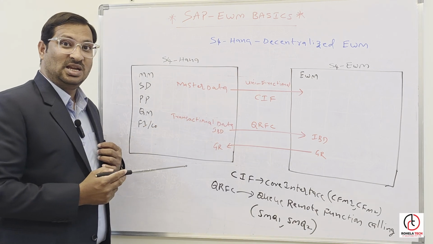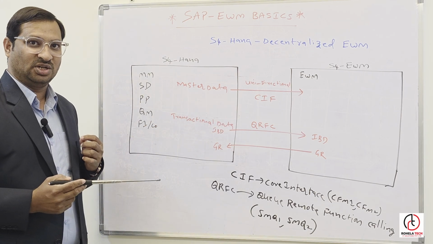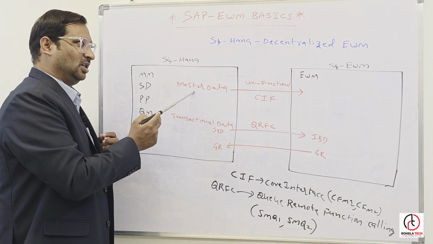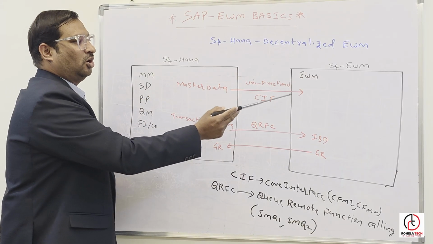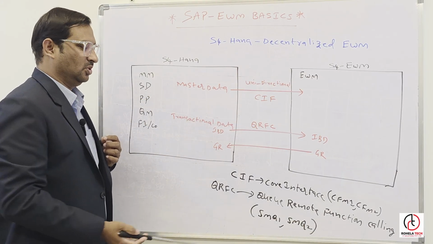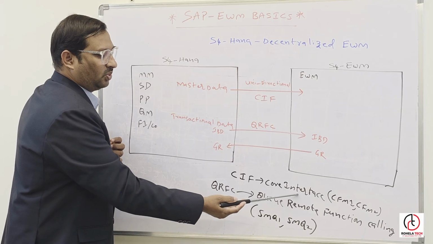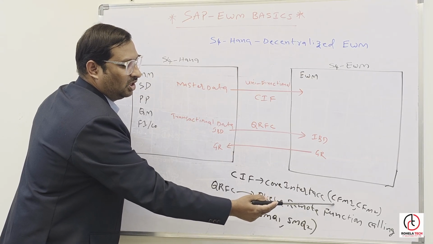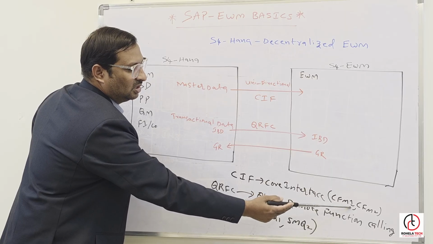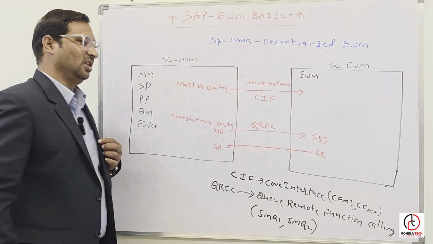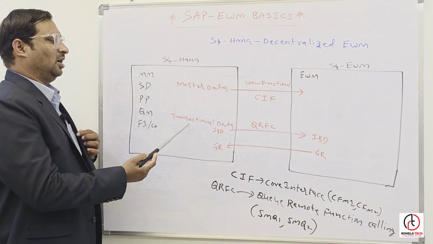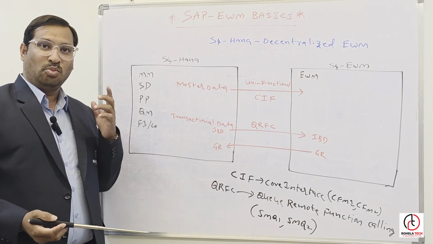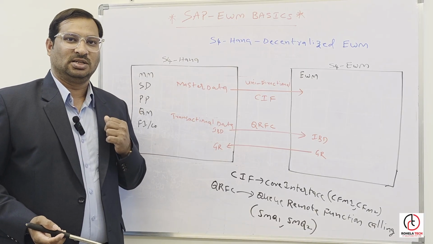So if any changes are required in the material master, you need to make the changes in the S4 HANA system, then again you have to push to the EWM system. So SIF means core interface. We are going to execute this pushing from S4 to EWM through T codes CFM1, CFM2 and other T codes.